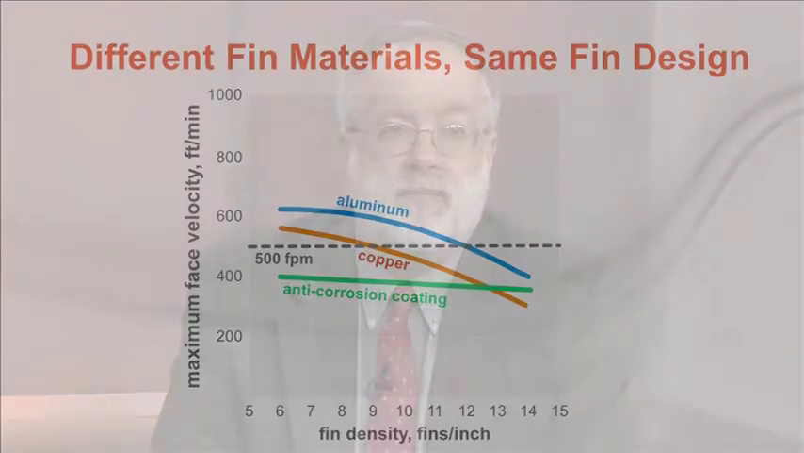aluminum fins. Also, corrosion-resistant coatings typically decrease the wettability of the fin surface, so they require selection at lower coil face velocities. This is due to the reduced wettability of corrosion-resistant coatings, which typically have hard, smooth, glossy surface finishes that result in drop-wise condensation of moisture.